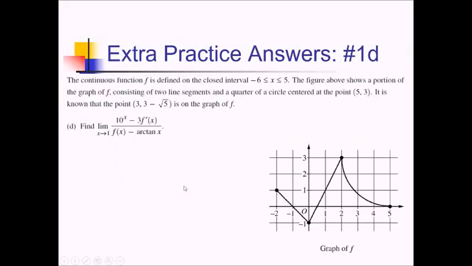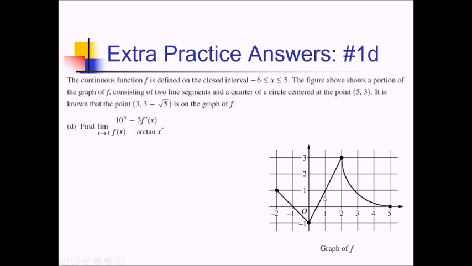For this last part of the problem, they just want the limit as x approaches 1 of all this stuff. So before we assume that we have to use L'Hopital's rule, because this looks like a L'Hopital's rule kind of thing, let's just do a quick mental check here. If I plug 1 into the numerator, that's going to be 10 to the 1, which is 10, and we're subtracting 3 times f prime of 1. Well, f prime of 1 is going to be the slope at 1.